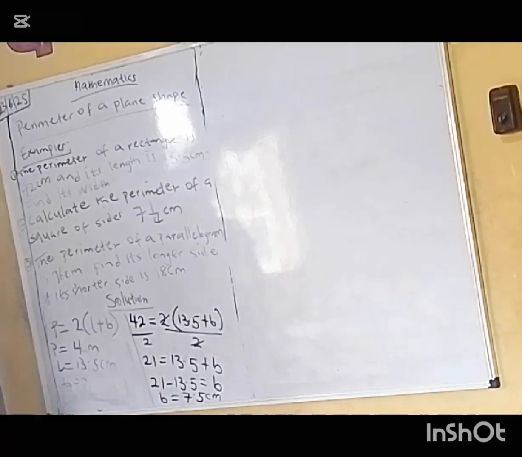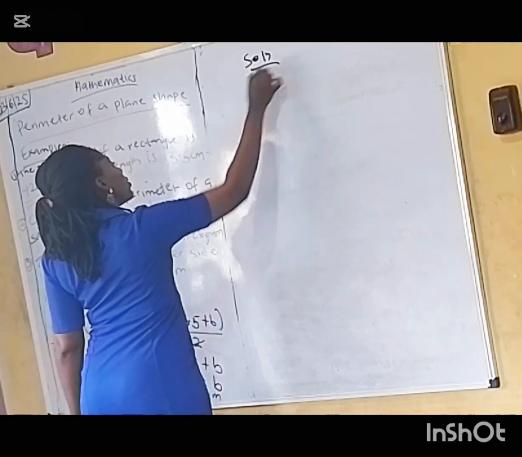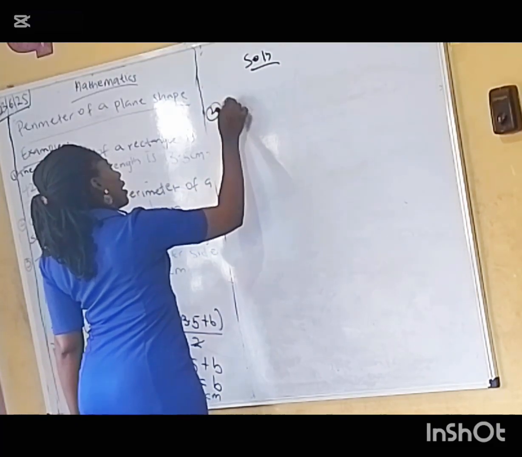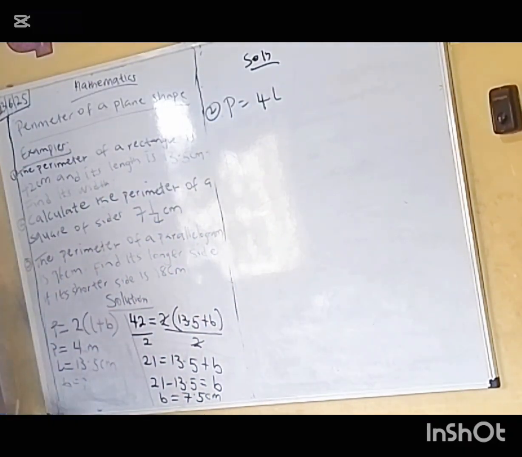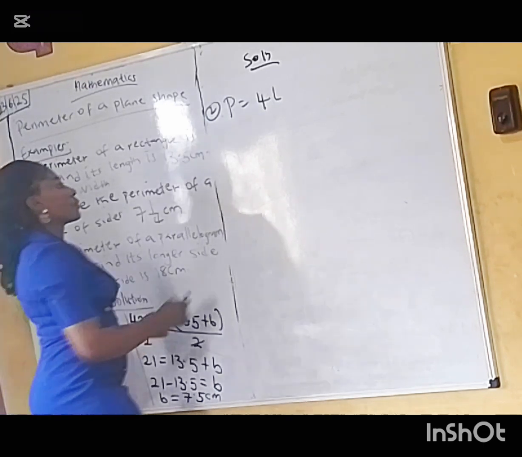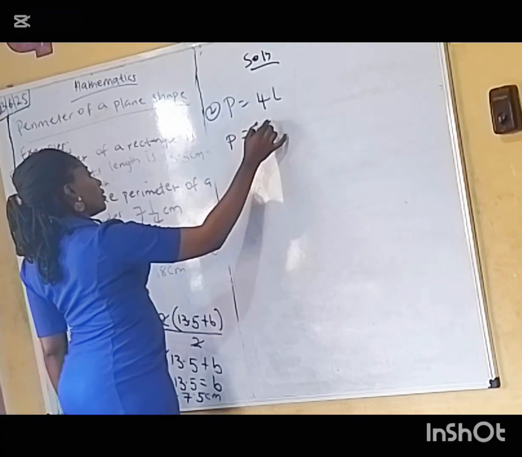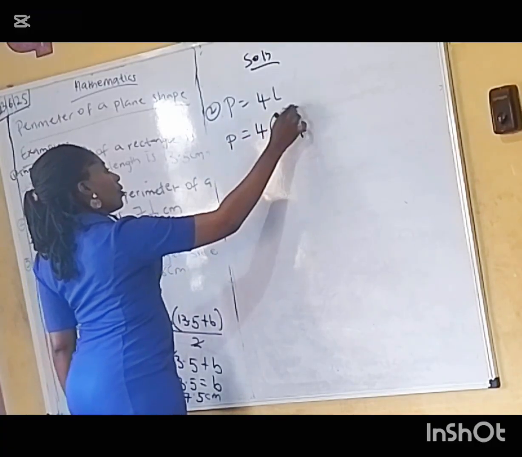Okay? Next one is to calculate the perimeter of a square. Solution number 2. So perimeter of a square is 4L. Don't write, look up. 4L, right? So P is 4 times what? 7 and 1 over 4.